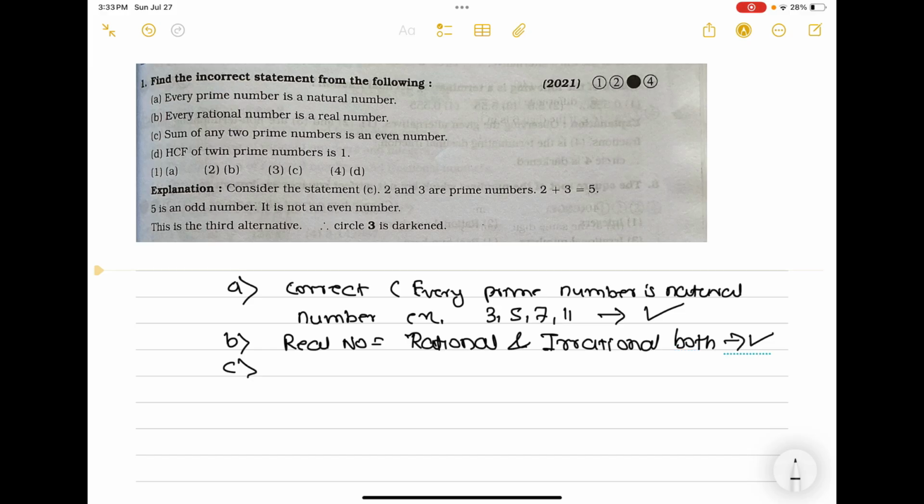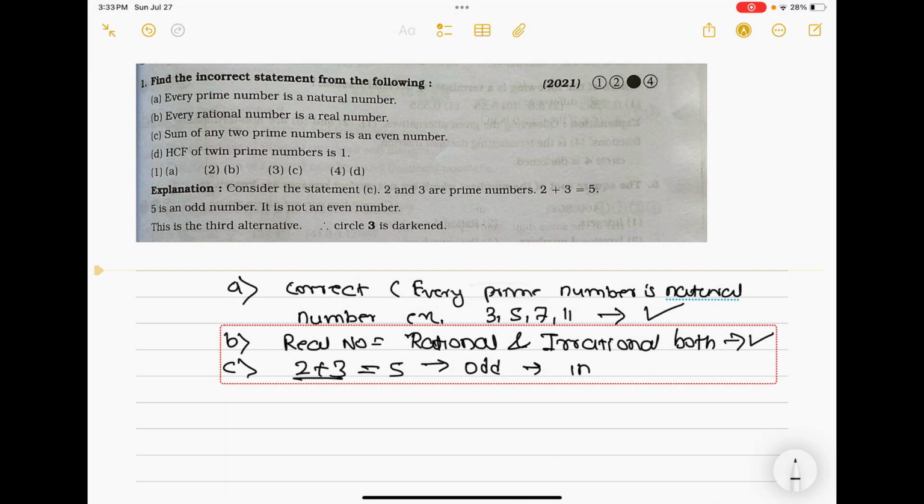C. The sum of two prime numbers is an even number. So let's take an example, 2 plus 3. These two are prime numbers. 2 and 3 are prime, equal to 5, which is odd. So this is incorrect.